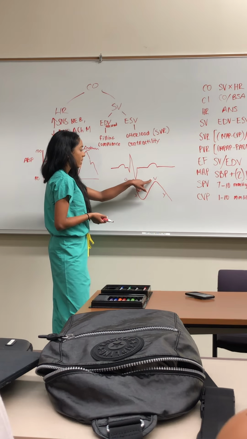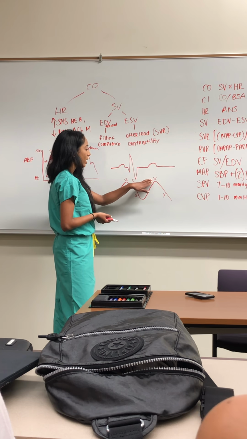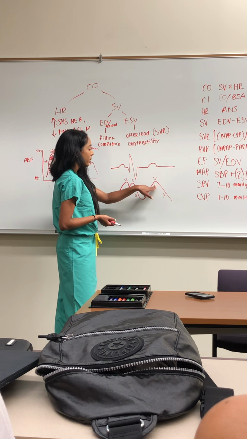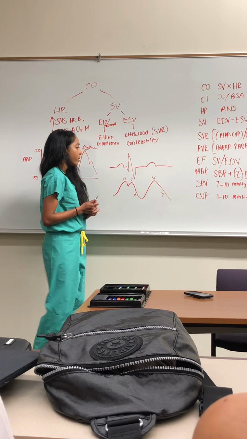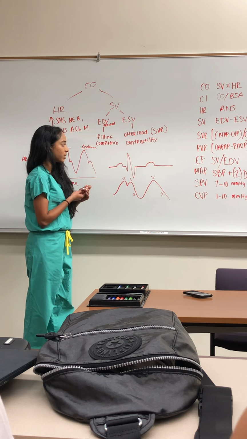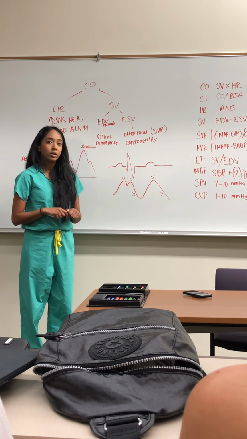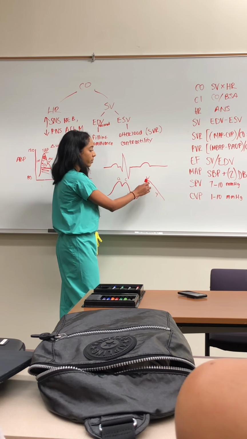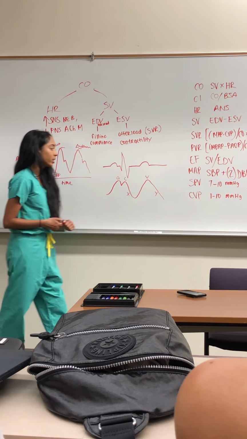V wave signifies passive right atrial filling. So if we have increased volume and pressure during passive filling, that could be the result of tricuspid valve regurgitation, because while you have right ventricular contraction, you start to get backflow into the right atrium, which is going to increase volume and pressure.